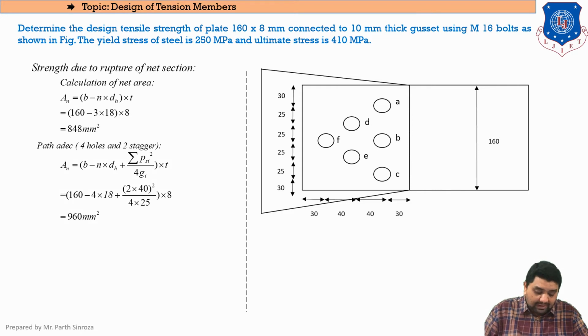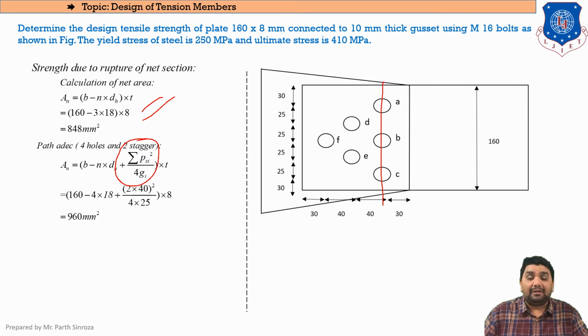So this will be our second path, and now the staggered pitching will be coming into the picture. So the equation was AN is equal to B minus N DH plus sigma PSI square upon 4G, times T. Now this part, that is the summation portion, we have not included in the upper part because all the 3 holes were in a similar line. Clear? They were in a vertical line, so there was no staggered pitching in this. Staggered pitching is only available when there is movement horizontally in direction. So in this first path there was no staggered pitching, and in the second path that we'll be dealing with, ADEC, staggered pitching will be coming into the picture.